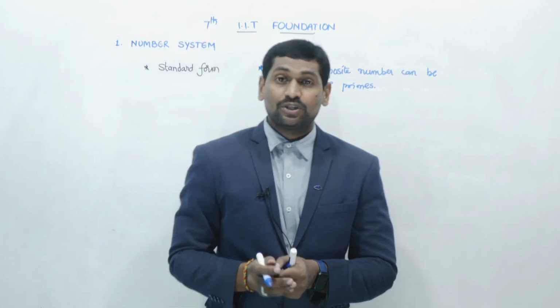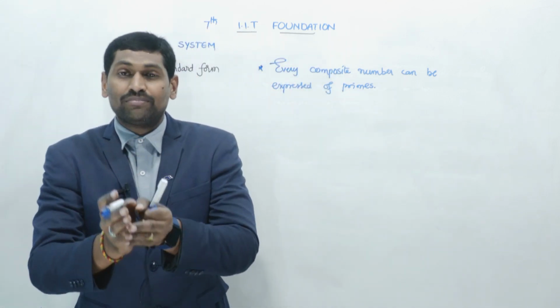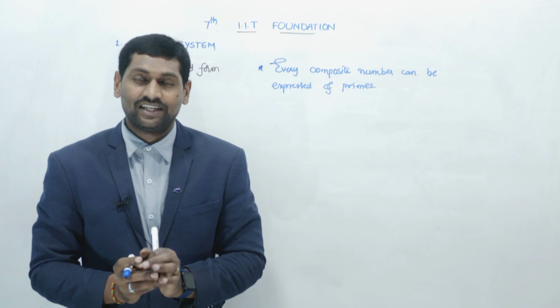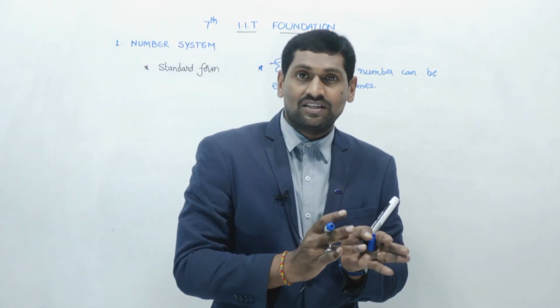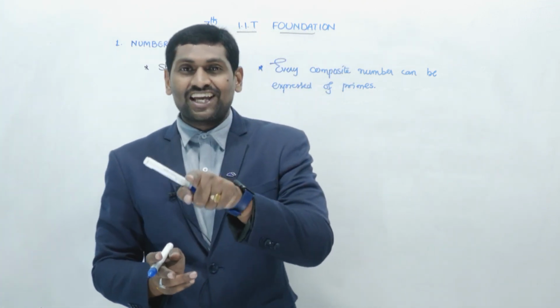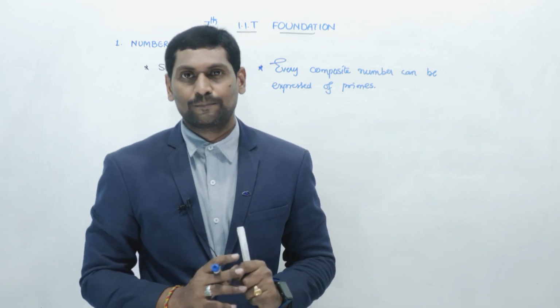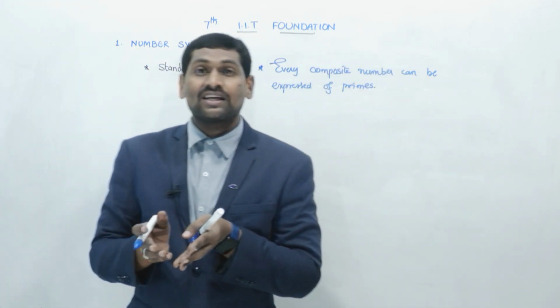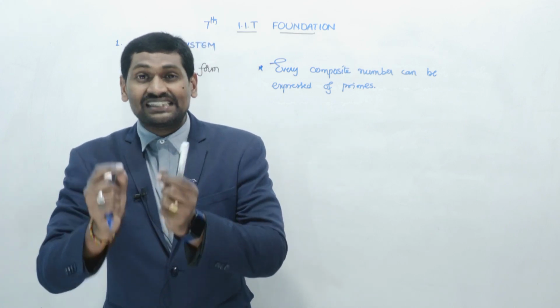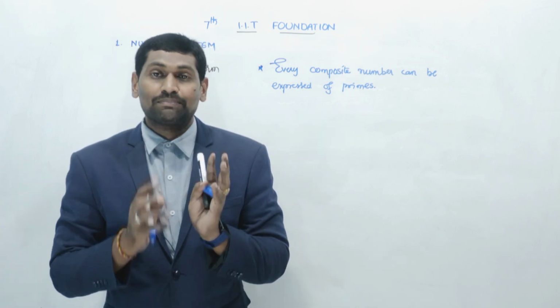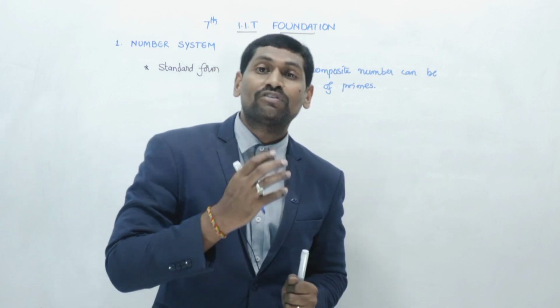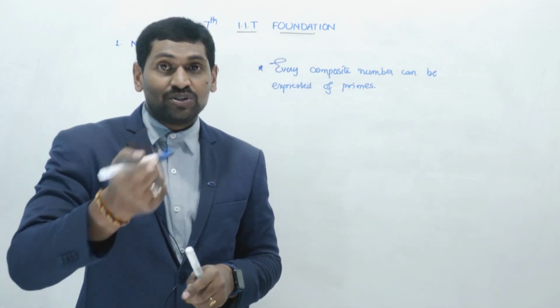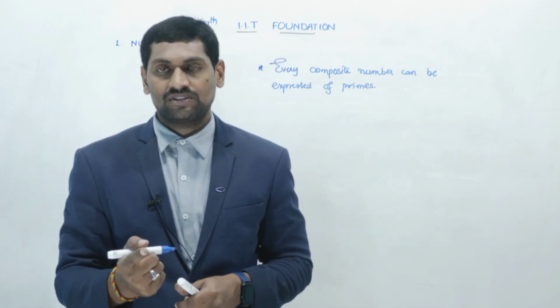Before that, you should be aware of prime numbers and composite numbers. What are prime numbers? To know about prime numbers, again you should know what a factor is, because we are going to define a prime number as a number having exactly two factors, that means only two factors. Such numbers are called prime numbers. Then you should come to know what a factor is.